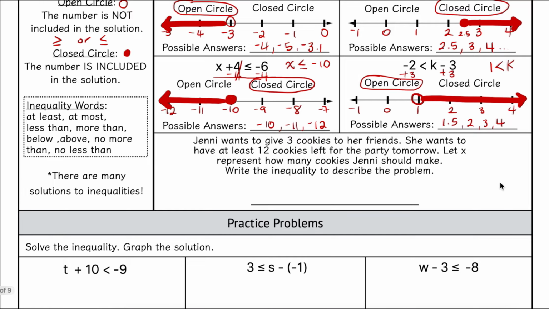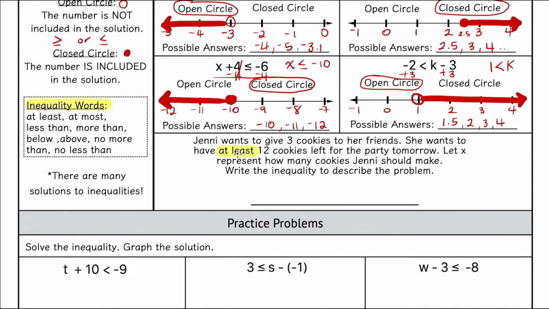And here is our word problem. Jenny wants to give 3 cookies to her friends. She wants to have at least. That is an inequality word. I have provided you with some inequality words: at least, at most, less than, more than, below, above, no more than, and no less than. These are some very popular inequality words.